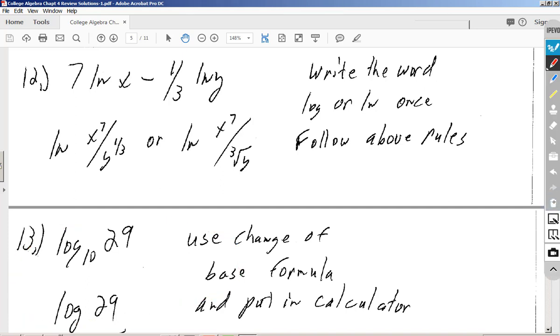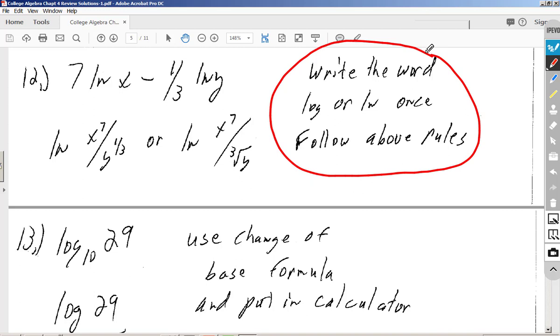Okay, on this number 12, it says use the properties of logarithms to condense the logarithmic expression. And then it also says write the expression as a single logarithm where possible. Evaluate the logarithmic expression. So notice, I need to remember this rule. It says write the word log or ln once and follow the above rules. So the above rules, just going in the opposite direction. I know that subtraction is going to mean division. And I know the numbers out front become my exponents.